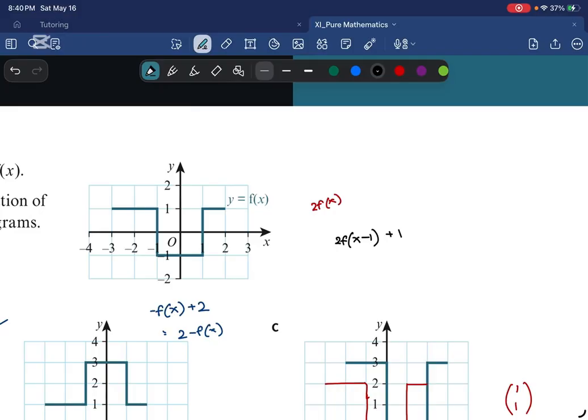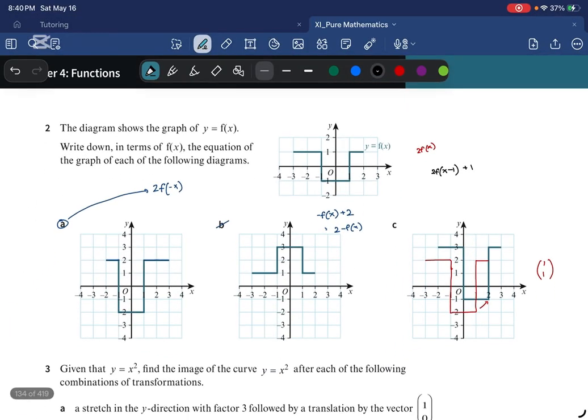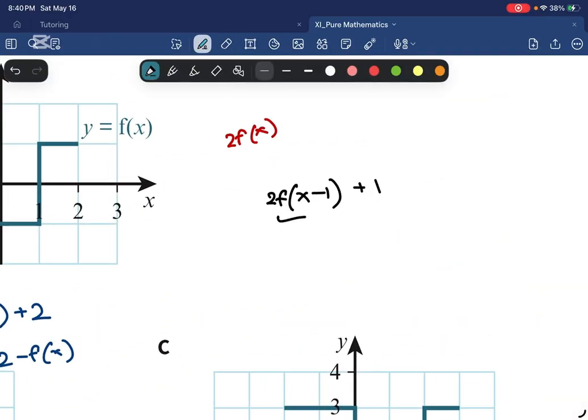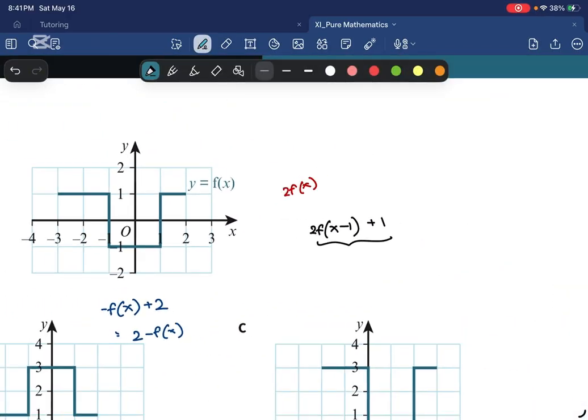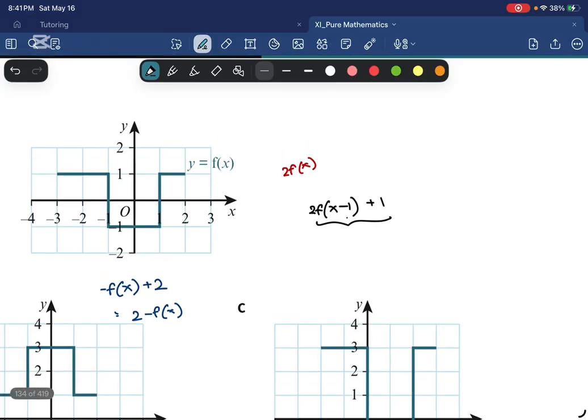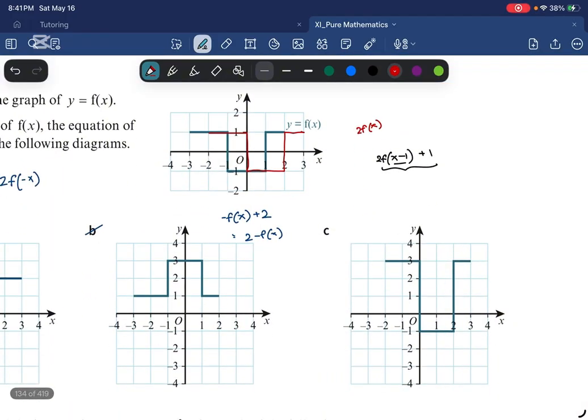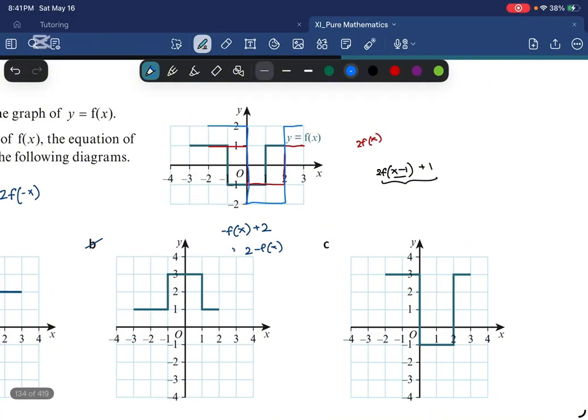So it's the graph of 2f of x, and we need to check the order to confirm whether it actually works or not. So let's first look at the shift. If I shift by 1 unit to the right, if I do the inside first, then I'm going to get the red curve. Now once I get the red curve, I need to stretch. So if I stretch, I'm going to get the light blue curve. And now if I shift the light blue curve 1 unit up, then I get my target curve. Okay, so this order works.